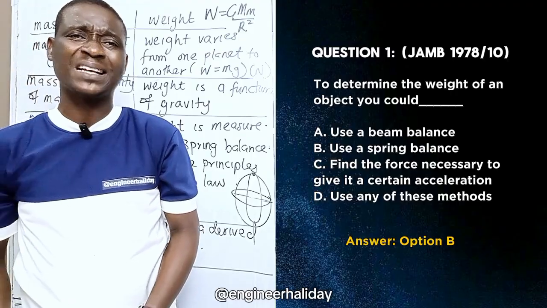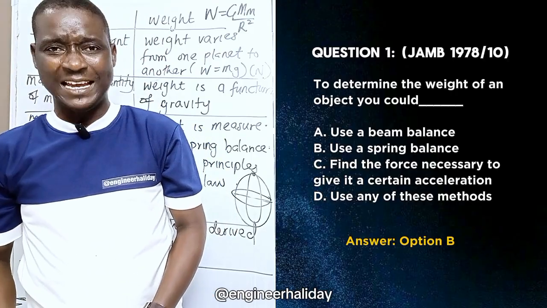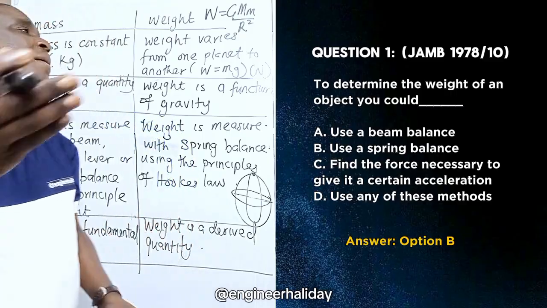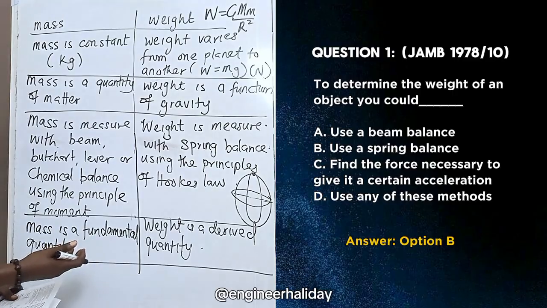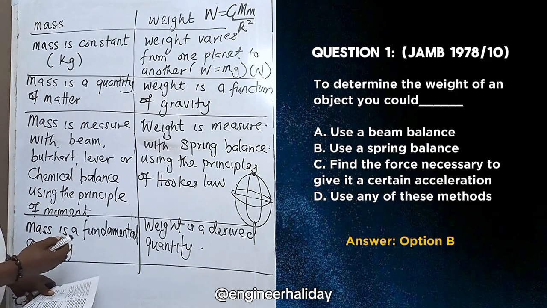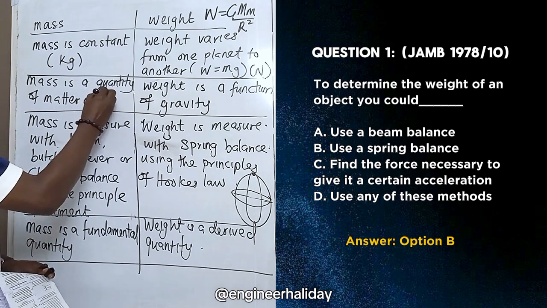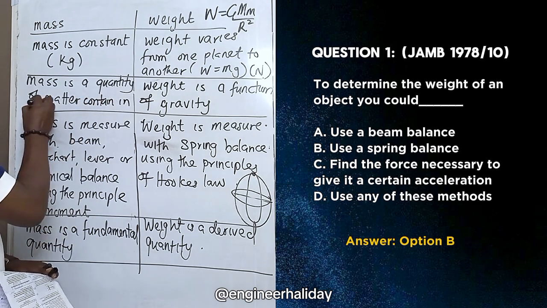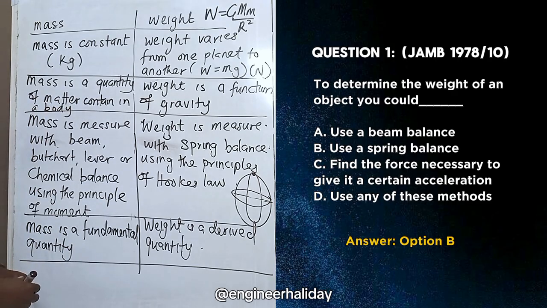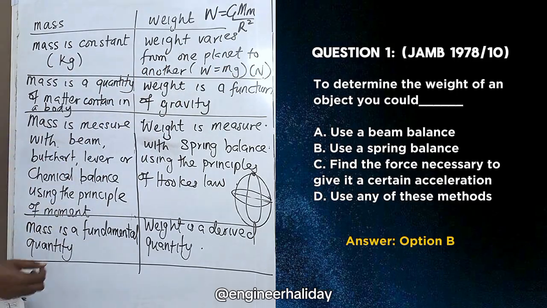But what about the mass of the boy? The mass of the boy of 2 kg will remain the same, will be constant, even when moving from one planet to another. That brings us to the summary of what we have written on the board. Mass is the quantity of matter contained in a body, while weight is a function of gravity. Weight varies from one planet to another, mass is constant.